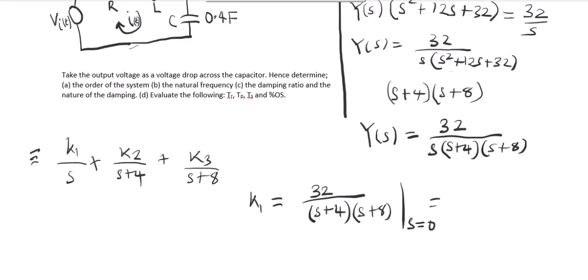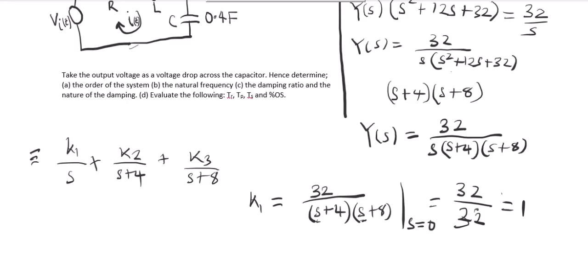All right, so here we have 32 over, if s goes to 0 and s goes to 0, we remain 4 times 8 is 32. So 32 over 32 is equal to 1. So k1 equal to 1.